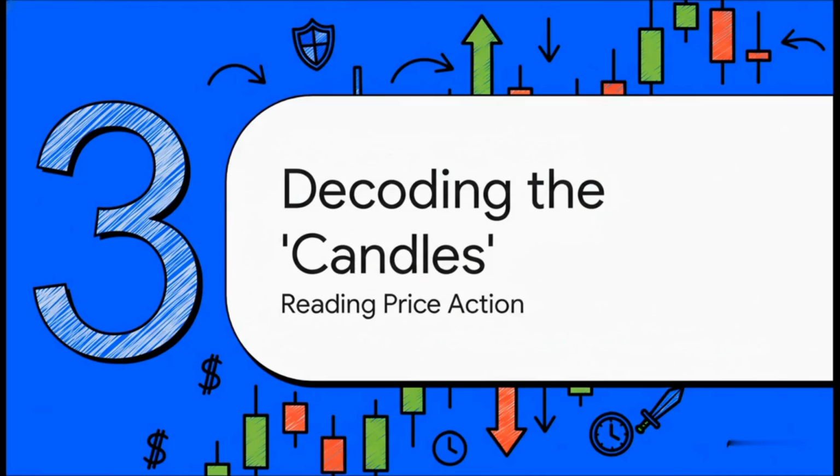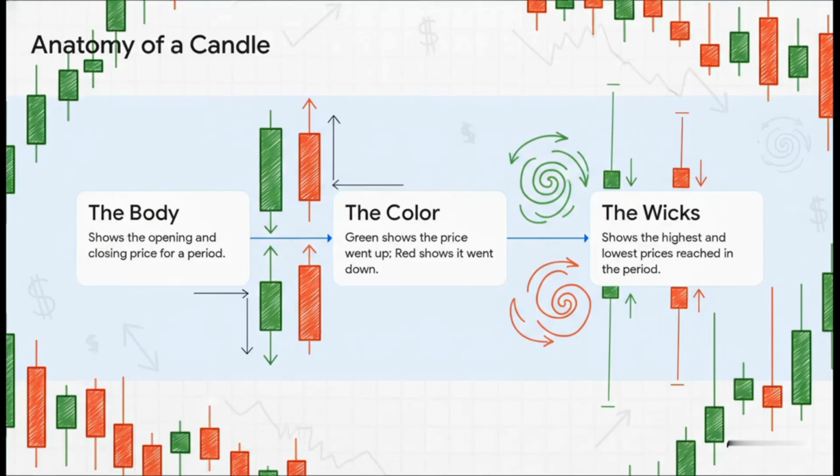All right, we've got the big words and we've got the grammar. Now it's time to zoom all the way in and look at the individual letters that make up this language. I'm talking about these little things called candlesticks. Each one tells a tiny story about the battle for control. And they're not as complicated as they look, I promise. The big fat part is the body. That tells you where the price started and where it ended. Green means it went up during that time, red means it went down. Simple. And those little lines sticking out, the wicks, they just show you the most extreme high and low points the price hit. That's it.